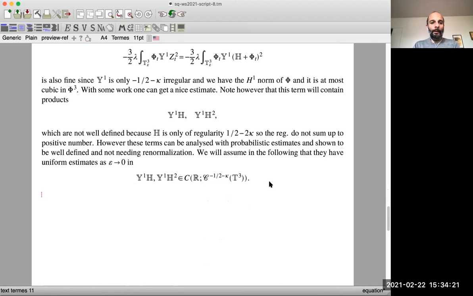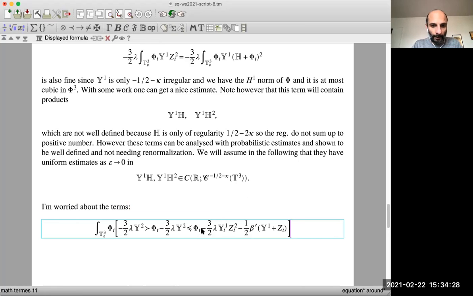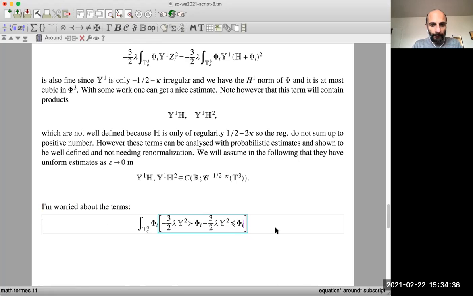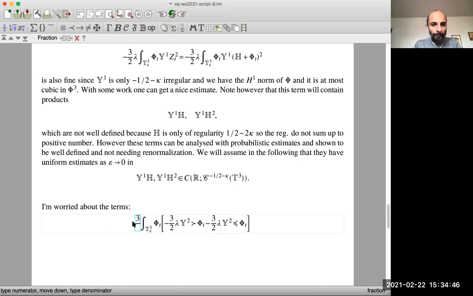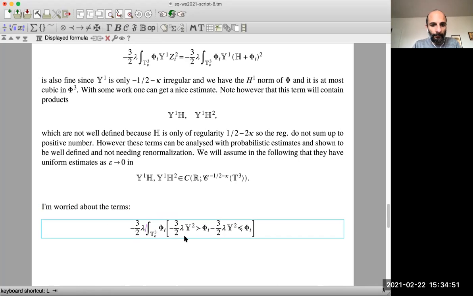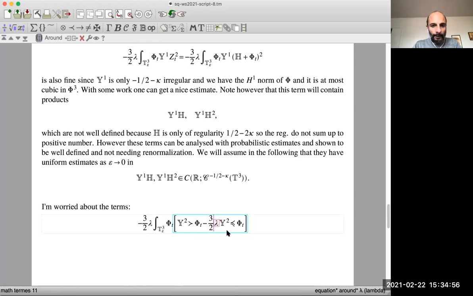I'm worried about the terms. So the first two terms, okay? Let me remove that. So I have these two terms, and you see that's critical. Let me put the minus three halves in front, and even the lambda, because it's not playing a role now. It's really these two terms. Now we have to look at them carefully.